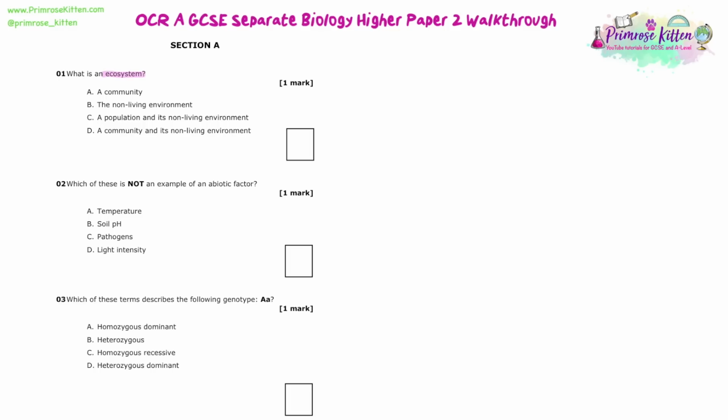So section A, we're going to start with our multiple choice. Question 1. What is an ecosystem? Okay, so this is something we need to know, a definition that we will have learned, but it involves the communities living in their habitat. So all the communities that live in a specific habitat and their interactions with their habitat. So it's not just a community, it's not just the non-living environment, which is the habitat. It's not a population and its non-living environment, it's the communities. Because a population, remember, is just one species, whereas an ecosystem is loads of species, which is a community.